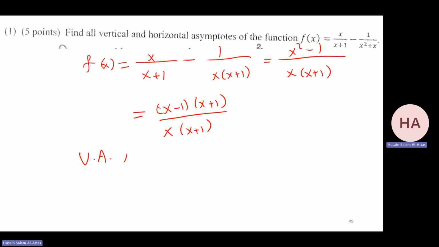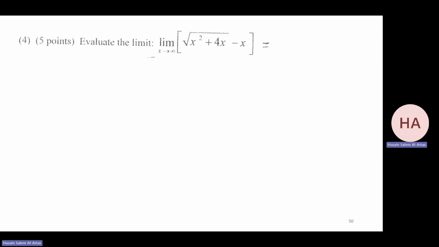Clear. Vertical asymptote x equals 0. This cancels, so you don't have a vertical asymptote there. Horizontal asymptote, same degree, x squared. So y equals 1. This is the only horizontal asymptote.